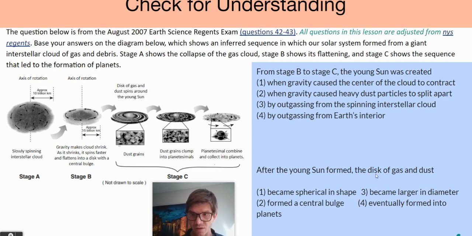It says after the young sun formed, the disk of gas and dust, well, what happened to it? Here we see it talking about the disk forming with a central bulge. Here there's the disk of gas and dust again, spinning around the young sun. And here the dust will clump into planetesimals. So the best answer here would have been they eventually formed into planets. Sorry about the misformatting over there.